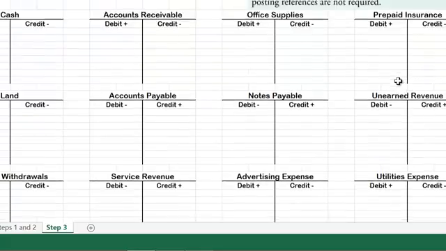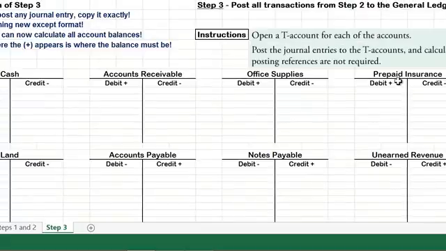Now that we've set everything up, the thing I want to stress to you is that you've done the hard work. You can see in the notes area here what I have typed up for you: to post any journal entry, just copy it exactly. Do exactly what it tells you to do. There's nothing new here except the format.